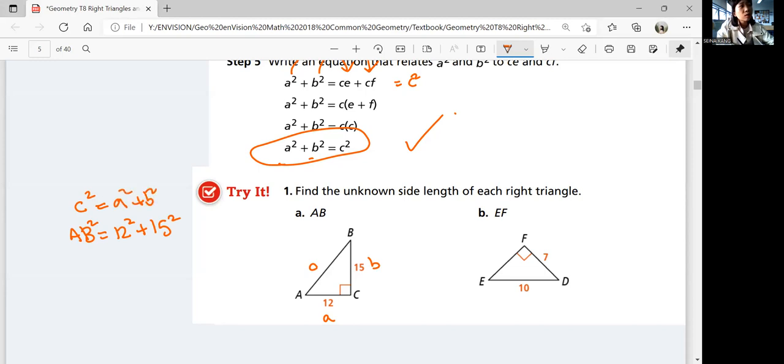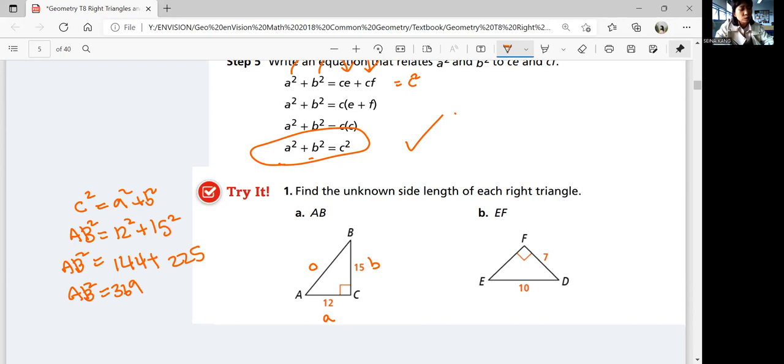And so, we're gonna multiply out. We have to square them first before adding them. So 12 squared is 144. Don't forget the square sign. We have to square root it later. 144 plus 15 squared is 225. So if you add them together, AB squared is equal to 369.